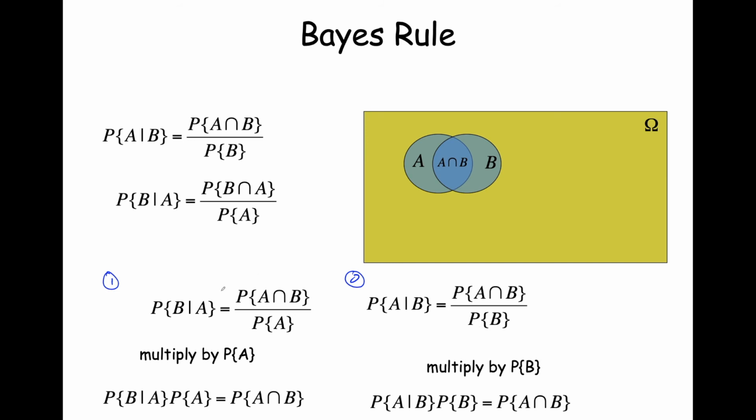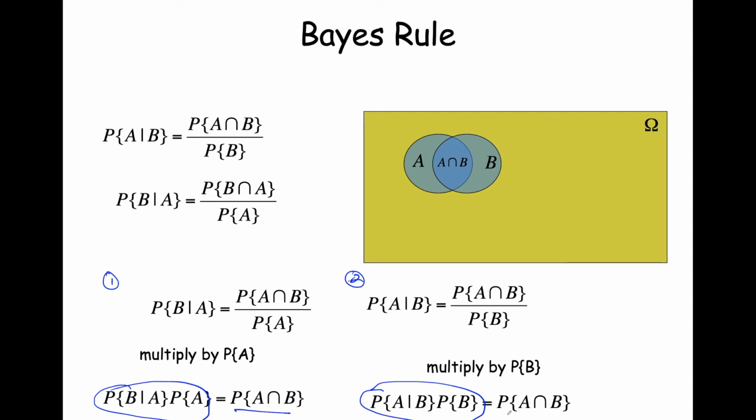For the first expression, we're going to multiply both sides of equality by probability of A. We do that, and we get the probability of B given A times probability of A is the probability of A and B. We do a similar thing with expression 2. We multiply both sides of equality by probability of B. If we do that, we get probability of A given B times probability of B is equal to probability of A and B. So with this, we have two expressions for probability of A and B. One expansion is the product rule, B given A times probability of A, and the other is the product rule, probability of A given B times probability of B.